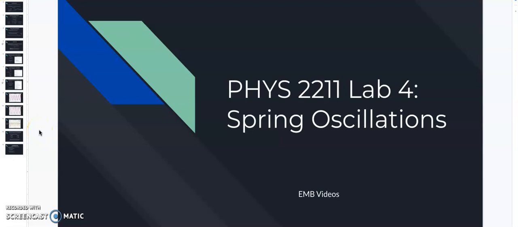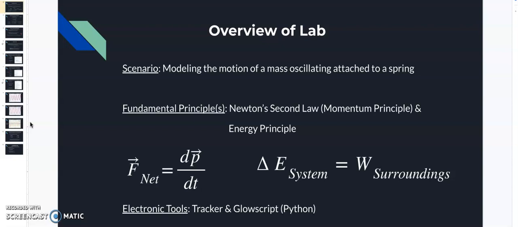Hello, this is my Physics 2211 Lab 4, where we are modeling spring oscillations. So the scenario we're dealing with was modeling the motion of a mass oscillating attached to a spring. There are two fundamental principles at play here.